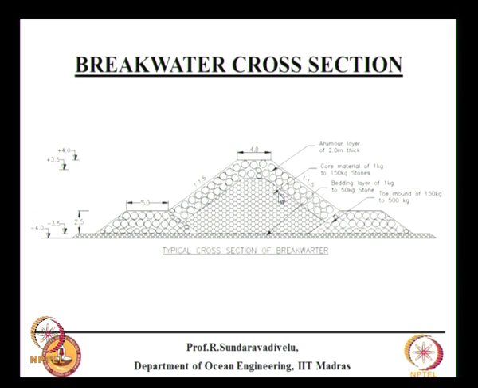Why this wide variation of 1 kg to 150 kg? The particle sizes will be different. 150 kg stone will have a void in which, let us say, 100 kg will get into it, 100 kg will have a void in which 50 kg will go, 50 kg will have a void in which 20 kg will go, 20 kg will have a void in which 1 kg will go. Concrete is also like that.